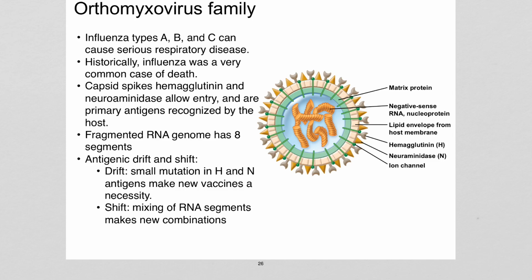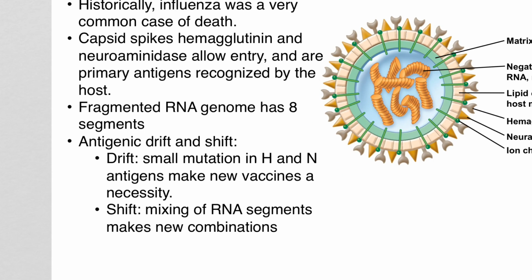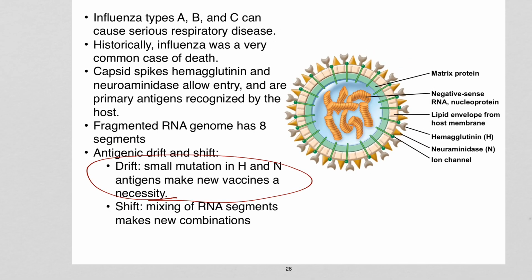The second thing is, even those strains that have been around for a long time, they go through small changes that make it difficult for the vaccine to continue being effective for a long time. And those changes are called antigenic drift and shift.